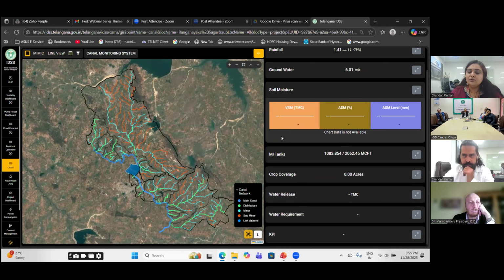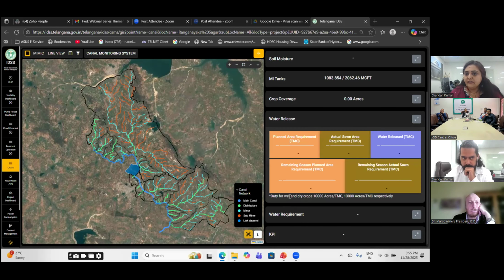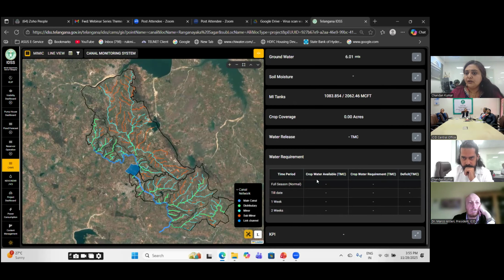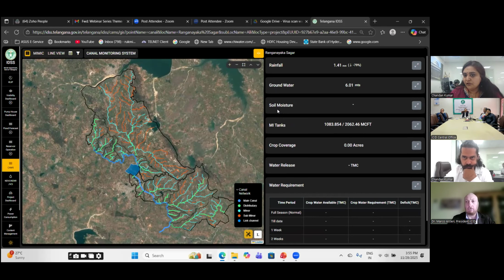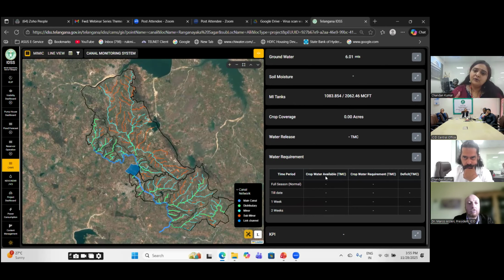Once we understand the amount of water which is available, we ask what type of crop they want to put in that particular command area. We also ask for the water required, which they roughly calculate. Then we tell them that if this is the amount of water you require, this is the water available based on groundwater, rainfall, and soil moisture. If the water available is less than the water required for that crop, that means that particular place is in deficit.